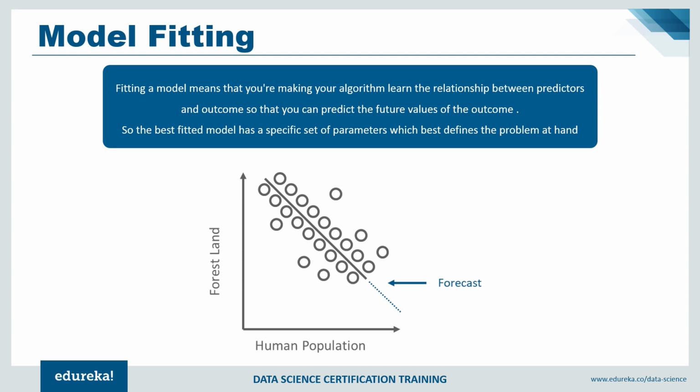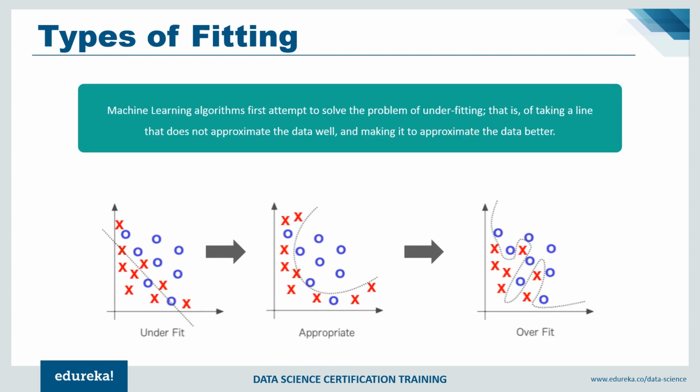Now let's have a look at the types of fitting which are available. First of all, machine learning algorithms first attempt to solve the problem of underfitting, that is, of taking a line that does not approximate the data well and making it approximate the data better. The machine does not know where to stop in order to solve the problem, and it can sometimes go from an appropriate to an overfit model. When we say a model overfits a dataset, we mean that it may have a low error rate for training data, but it may not generalize well to the overall population of the data we are interested in. So we have underfit, appropriate, and overfit. These are the types of fitting. Now guys, this was linear regression, which is a type of supervised learning algorithm in machine learning.